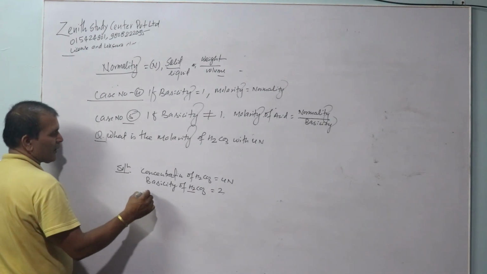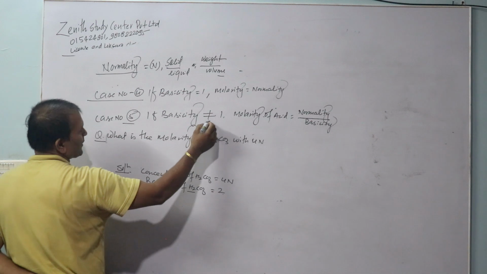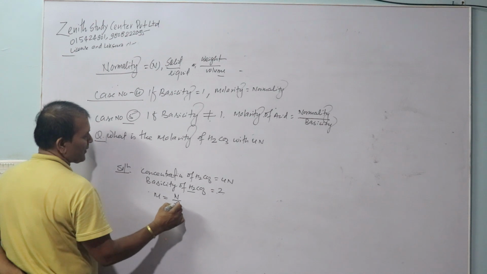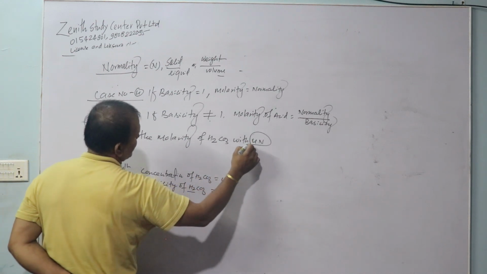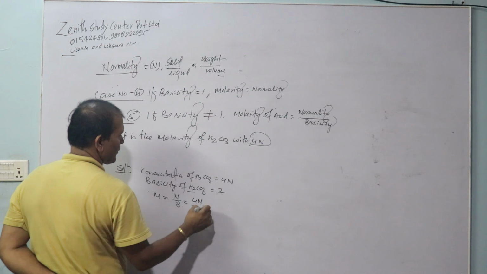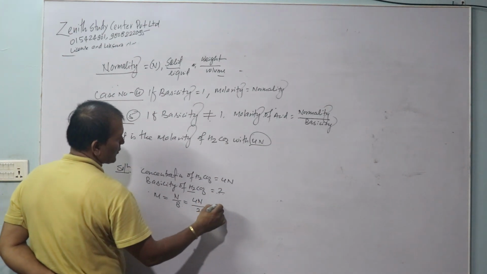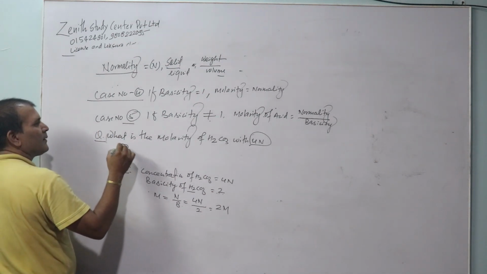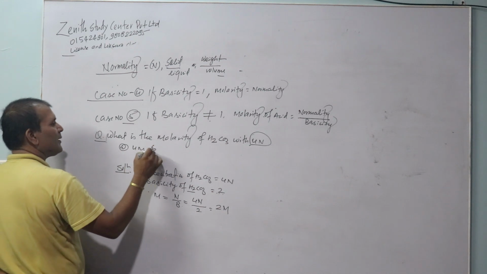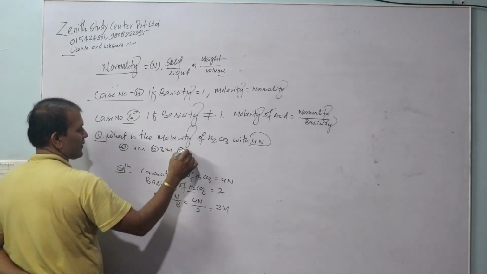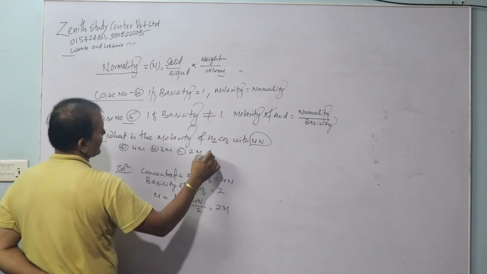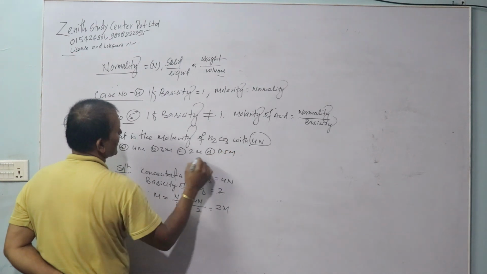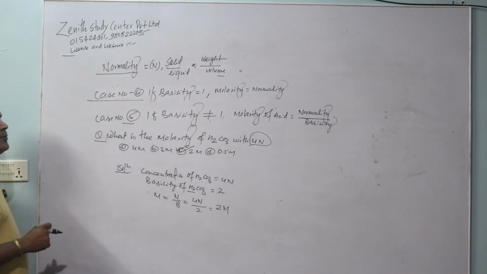Then what is the conversion formula? If basicity is not equal to 1, it means 2, then molarity is equal to normality by basicity. What is the normality? 4 normal. What is the basicity? 2. So 2 molar. Options: A 4 molar, B 3 molar, C 2 molar, D 0.5 molar. You can take 2 molar.